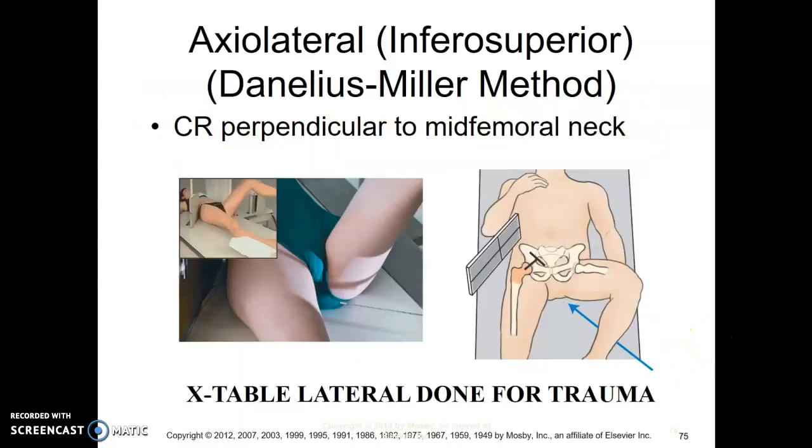All right, axiolateral, inferior, superior, or Danelius-Miller method. Make sure you know all three of those names. We call it cross-table lateral hip or shoot-through hip in the clinical world, but textbook-wise and board-wise, you're going to want to know this information. So axiolateral, inferior, superior, because you're shooting from inferior to superior, right? Danelius-Miller method, central ray perpendicular to mid-femoral neck, right?